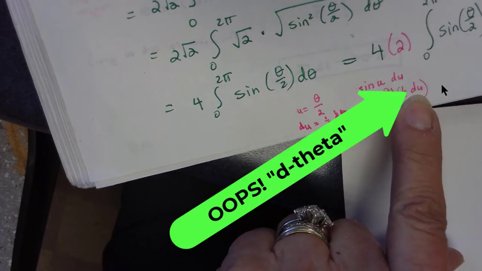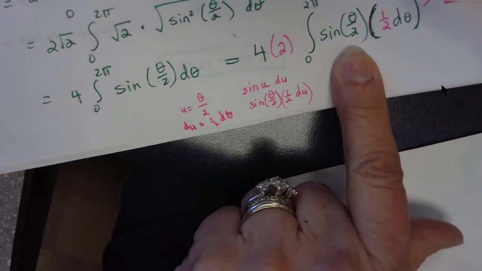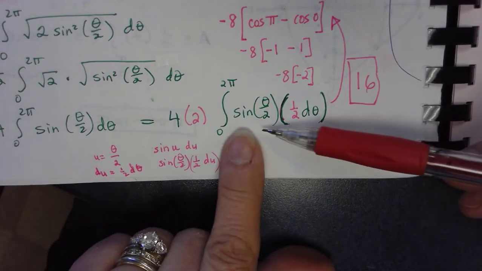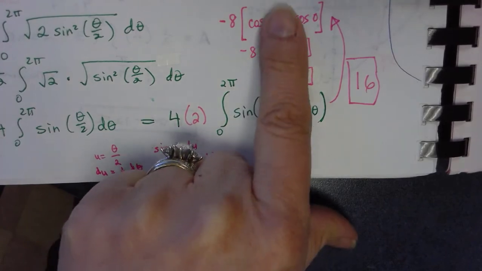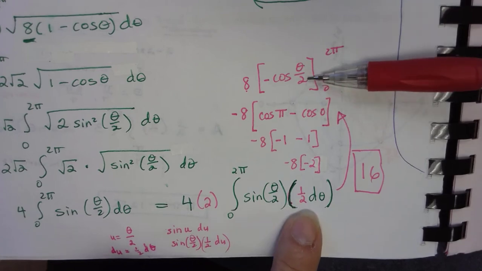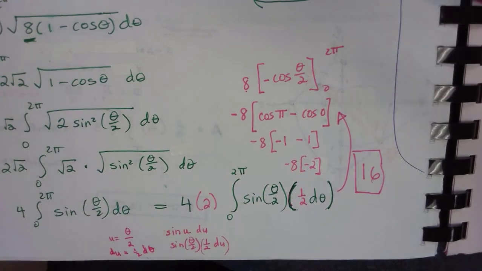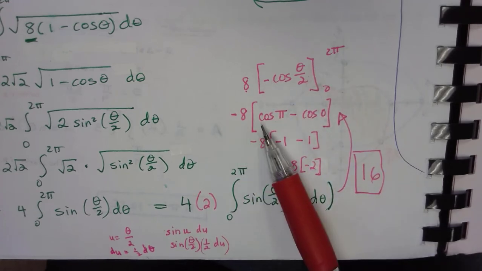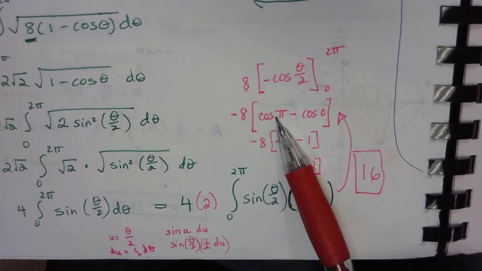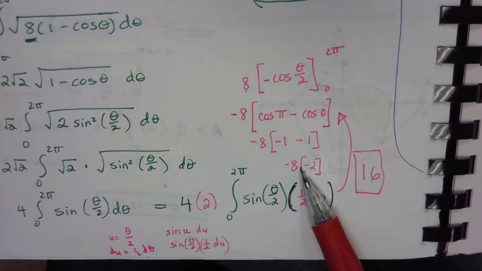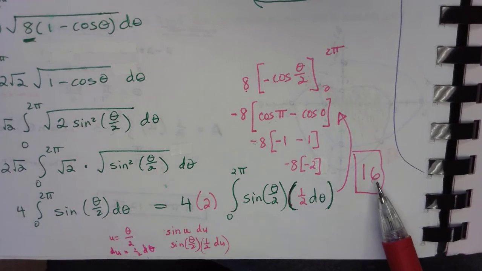How am I going to do that? I'm going to multiply inside by a half and outside by 2. And so the antiderivative comes all the way up here: 8 times negative cosine theta over 2 from 0 to 2 pi. Okay, substitute 2 pi. I'm going to bring that negative out. Substituting 2 pi for my theta gives me cosine pi minus cosine 0, which is negative 8 outside times negative 1 minus 1. Negative 8 times negative 2 is 16. Again, that number has to be positive because it's the length of an arc. It's got to be a positive value.